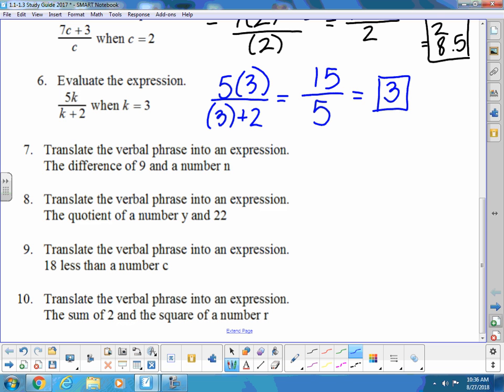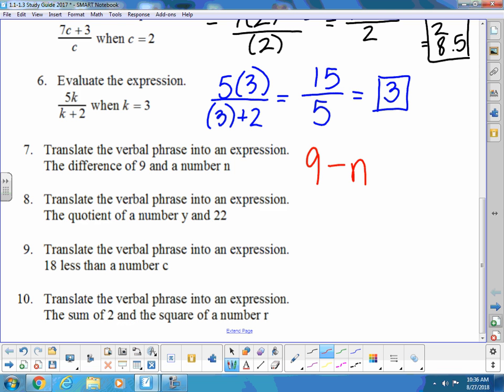Write an expression to represent the difference of 9 and a number n. What would you write? The difference of 9 and a number n. What expression would you write? Difference means subtraction. What would it look like? 9 minus n. Can I switch the order in subtraction and it mean the same thing? No. What's the other one where I'm not allowed to switch them? Division. Addition and multiplication is okay to switch. Subtraction and division are not commutative.